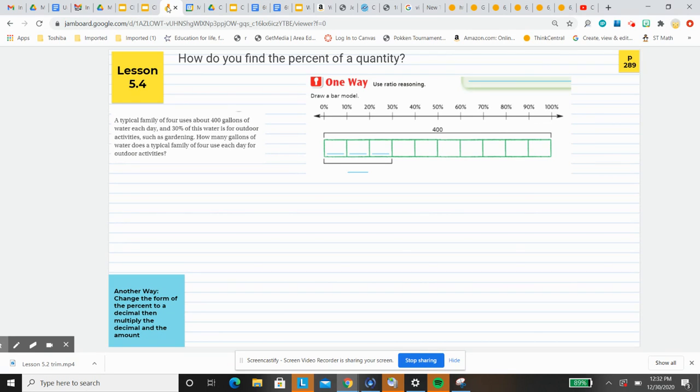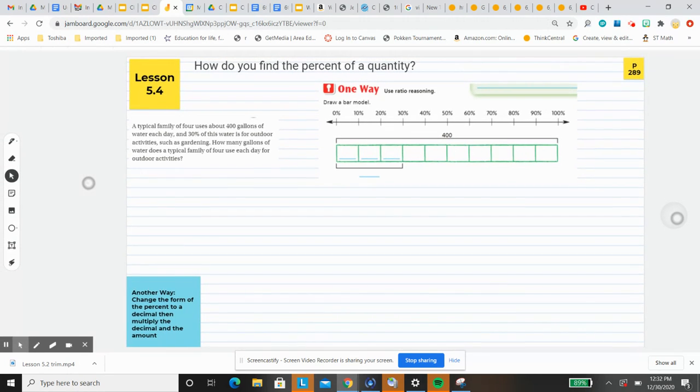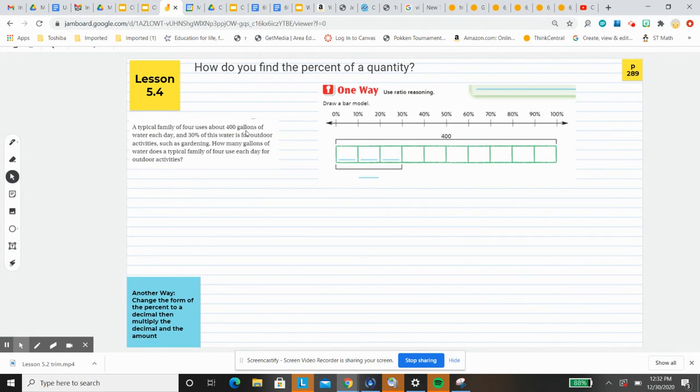So I'm going to start first of all today, and I'm going to take you through the way the book has us doing this work through pictures. We've also done the work with pictures with ST Math. Okay, so let's take a look here with our problem that we have on your page first of all. It says a typical family of 4 uses about 400 gallons of water each day. And 30% of this water is for outdoor activities, such as gardening. How many gallons of water does a typical family of 4 use each day for outdoor activities? So they're telling us that 30% is for outdoor activities. So I need to find out what 30% of 400 is.